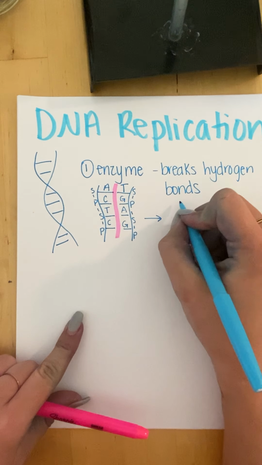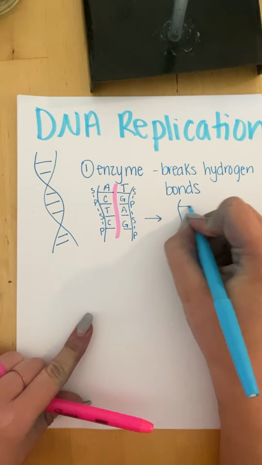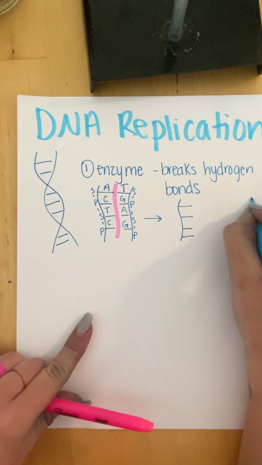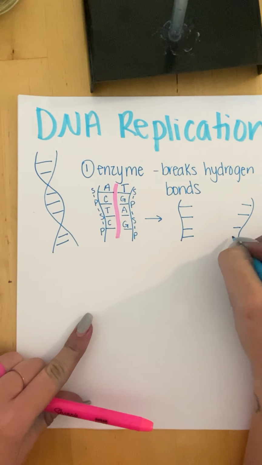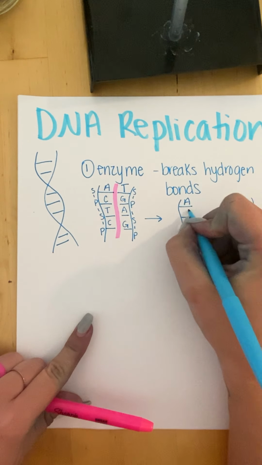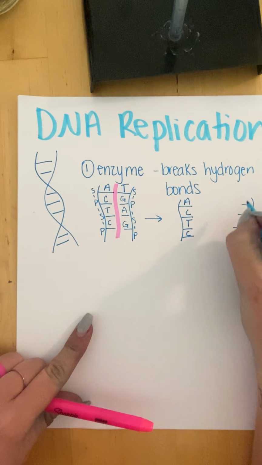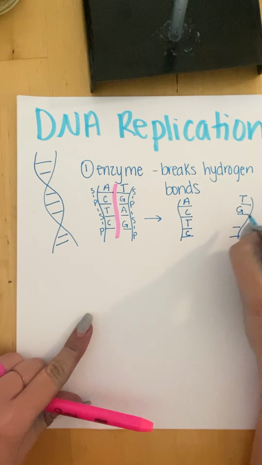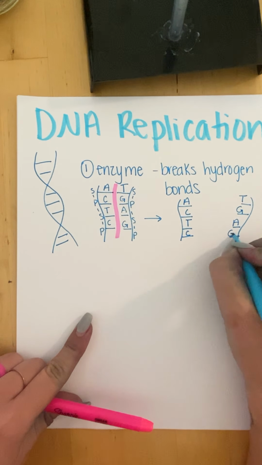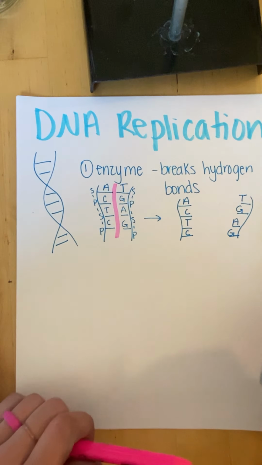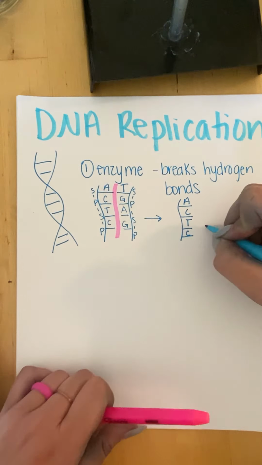So we're going from this to 2 separate strands of DNA. Notice that I'm keeping my letters the same, because the letters have not changed. Those nitrogen bases have not changed, and the order has not changed. Just those bonds are now broken.